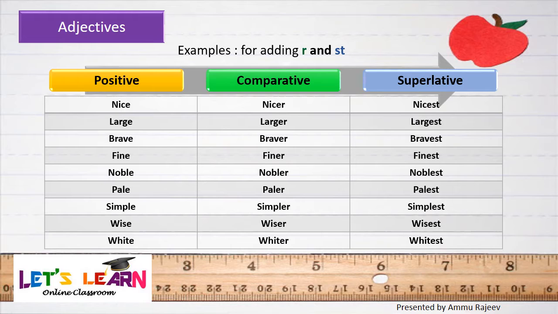Let us look at some examples of adjectives where we add R and ST for comparative and superlative respectively. You will notice that for each of these words, in the comparative degree, we add an R to the word, and in the superlative degree, we add ST to the word.